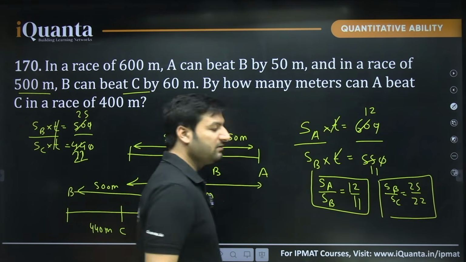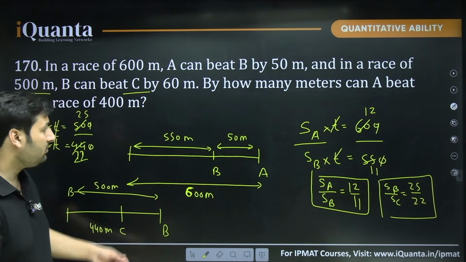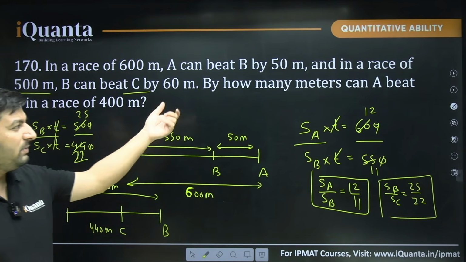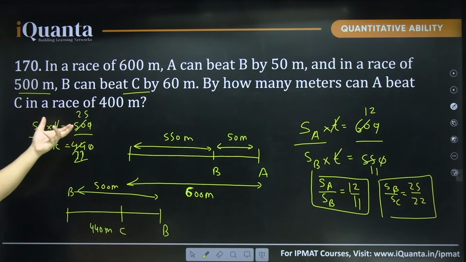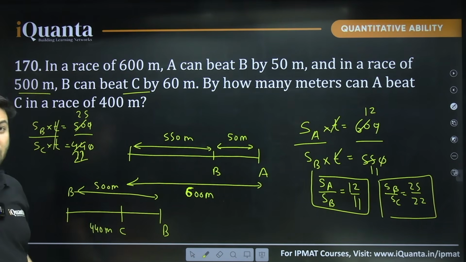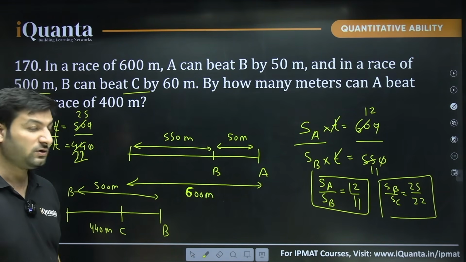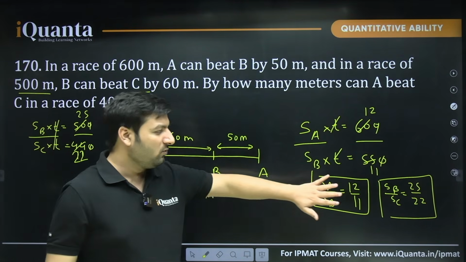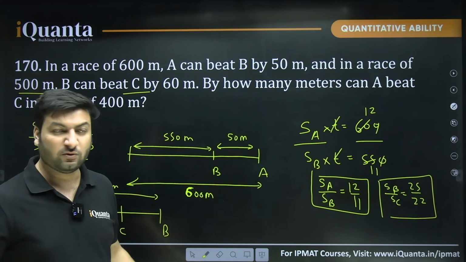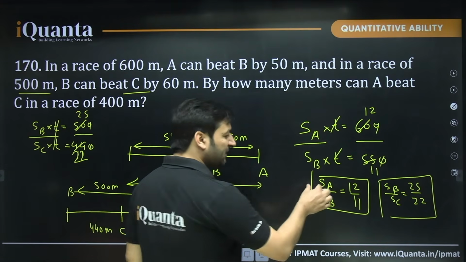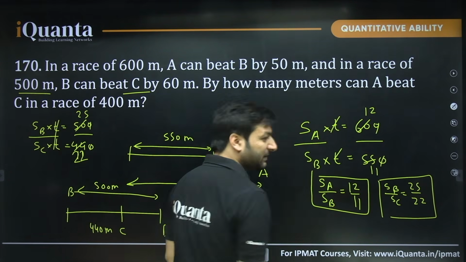Now, what has to be done? It is asking us by how many meters A can beat C in a race of 400 meters. Now, it has completely changed the question. The race is of 400 meters. But the moment we have the speed ratio, we can do anything, we can answer any question now. We have the speed ratio of A to B and B to C separately.